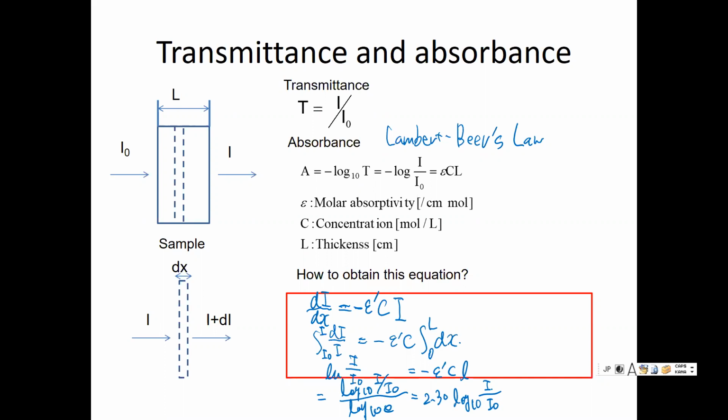Then from this, log10 of I over I0 equals minus epsilon, with the 2.30 absorbed in it, times C L. Right, now it's clear what I mentioned: epsilon prime is changed to epsilon.